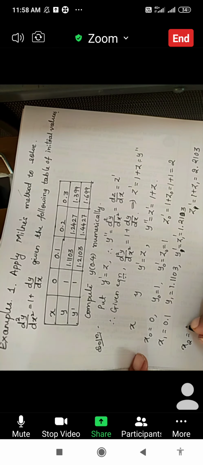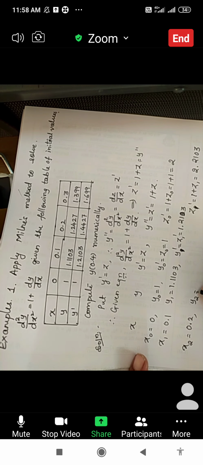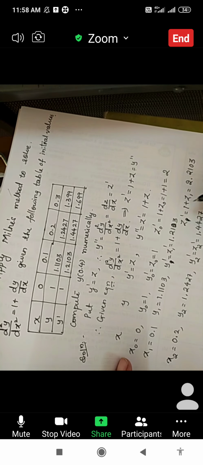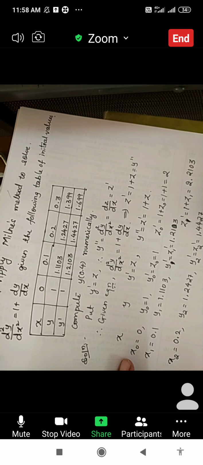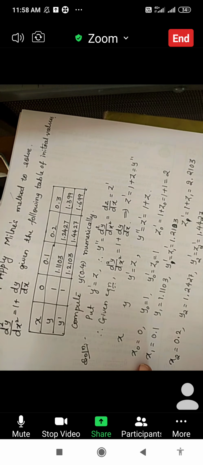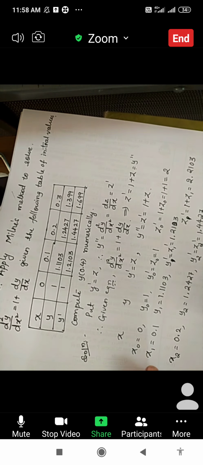x2 is 0.2, y2 is 1.2427. Next, y2 dash is z2. This is given as 1.4427. So what will be z2 dash? z2 dash is defined as 1 plus z2. If you add 1 to this, it becomes 2.4427. You write properly by putting the values.